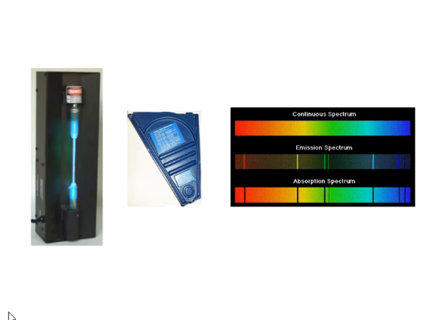We see something odd when we use a spectroscope to look at emission spectra for atoms. We see that only certain wavelengths of light are emitted and others are not emitted.